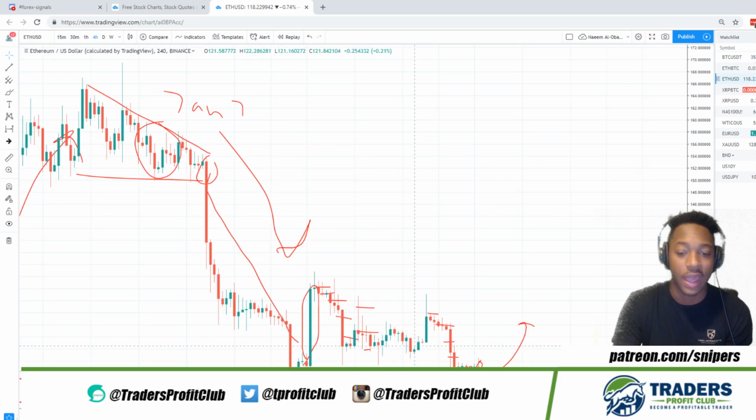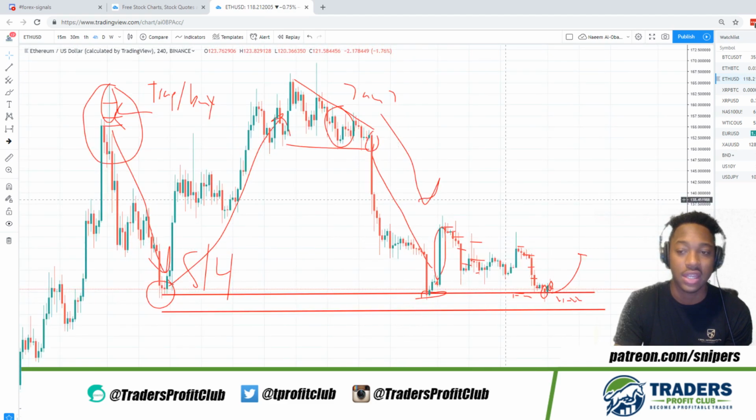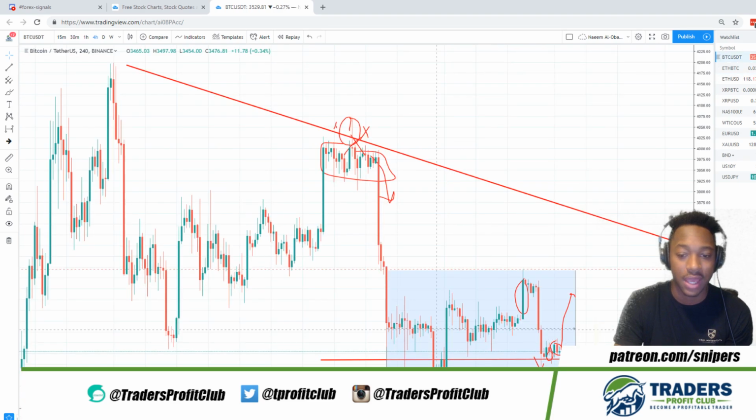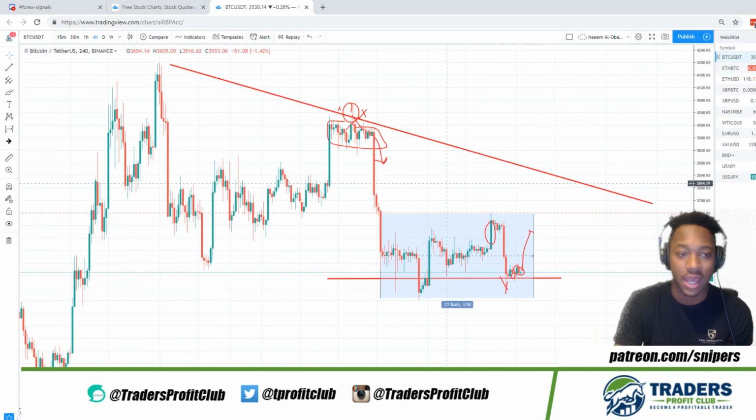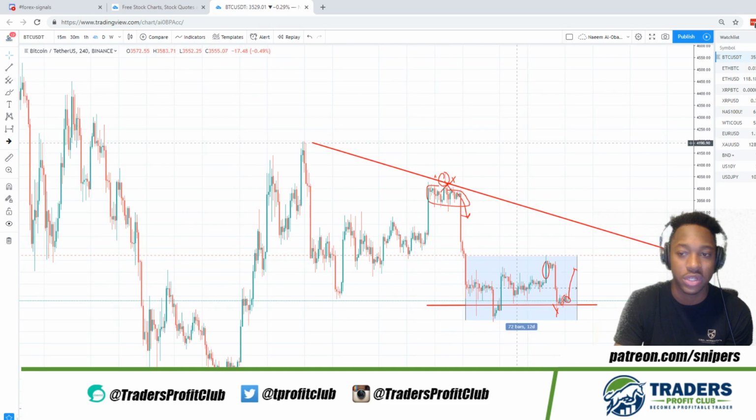So that being said, you guys, this is my analysis on ATH. As you can see, Bitcoin's the same thing. If we do see that breakout, as we can see, we have a pending order right here. Just in case price does break this area, we're going to go long to retest 4,000.